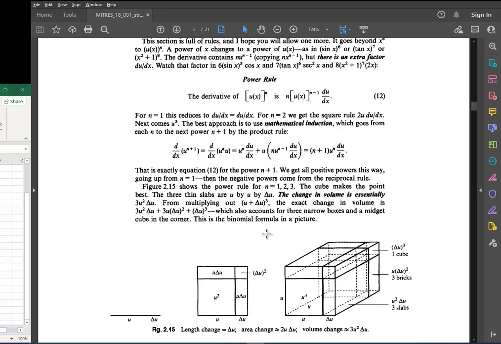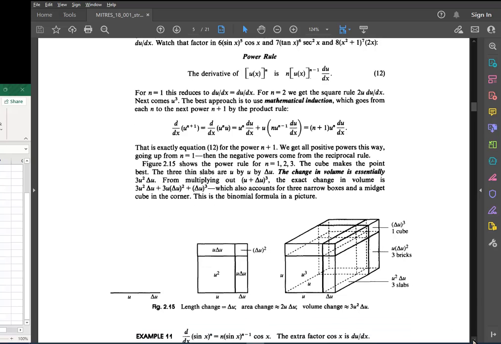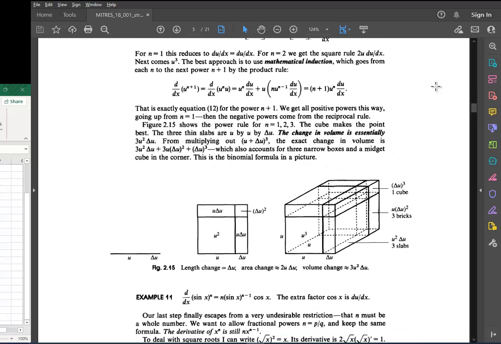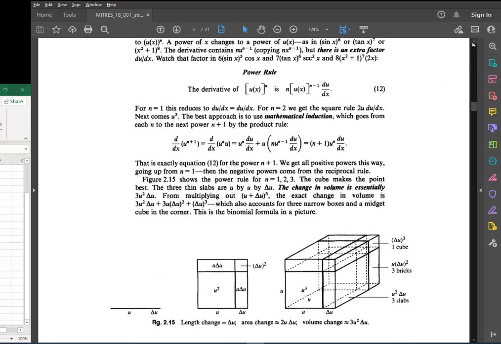Remember, when you take a cube of something and take the derivative, you pull down the 3. Okay, so that's how that comes. Now, where does the du dx come from? Well, that comes when you build it up from 2, 3, 4, etc. If you use the product rule on u of x times u of x, you will get 2 u of x du dx. And then you just keep going on from there, and you can find this power rule.